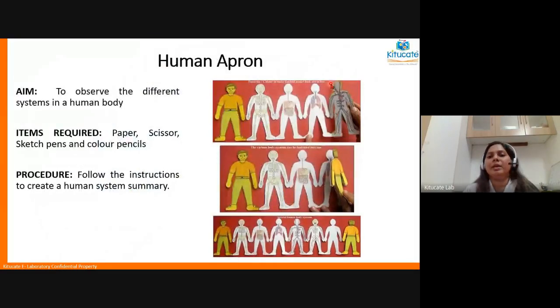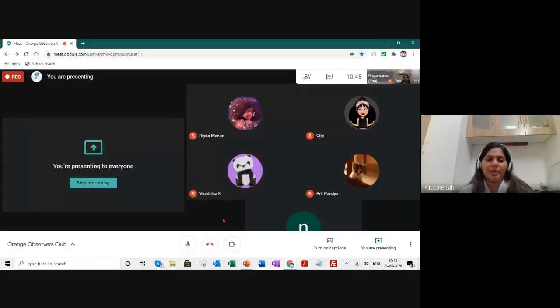We are going to make a human apron like this, wherein we are going to have, layer by layer, each organ system that we studied today. Now I'll hand it over to Nicola ma'am, who will tell you how to make it. Nicola ma'am, over to you.